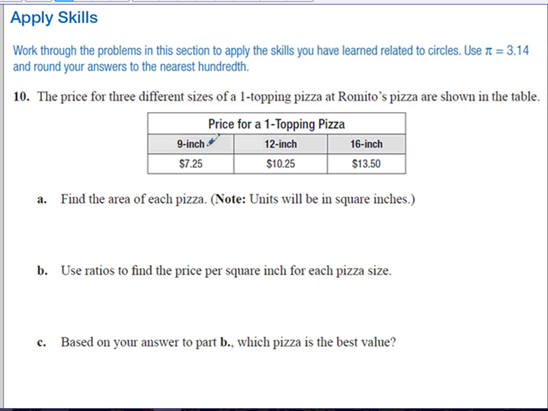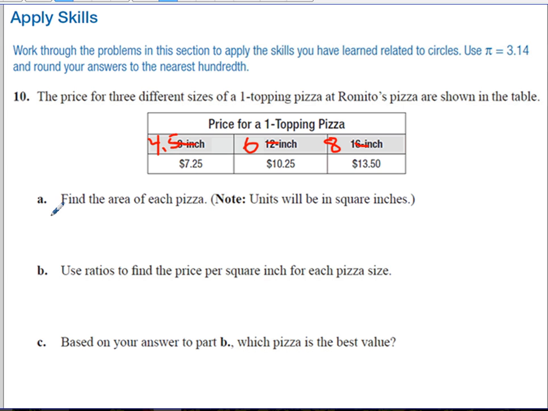So the first thing we want to do, since area is definitely in radius, is to make sure we have the radius. So I like to just say I need to forget about that being 9 inches and look at it as a 4.5 inch radius. Half of 12 would be a 6 inch, and half of 16 would be an 8 inch. And so those are the numbers that we're going to be using in our area formulas.